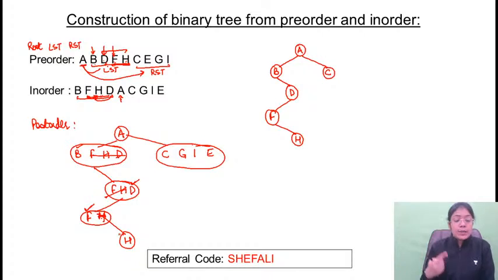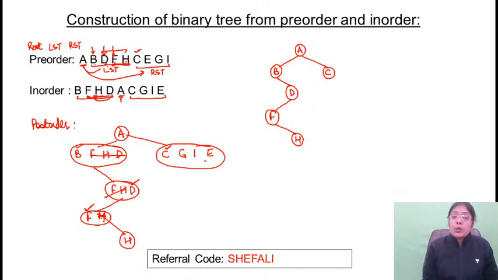Clear? Similarly, the same concept you have to apply on the elements of the right subtree. So CGIE: which elements are on the right of A? CGIE. Now among these four elements, which will be the root element? Whatever element is coming first, that is C. So C is the root.